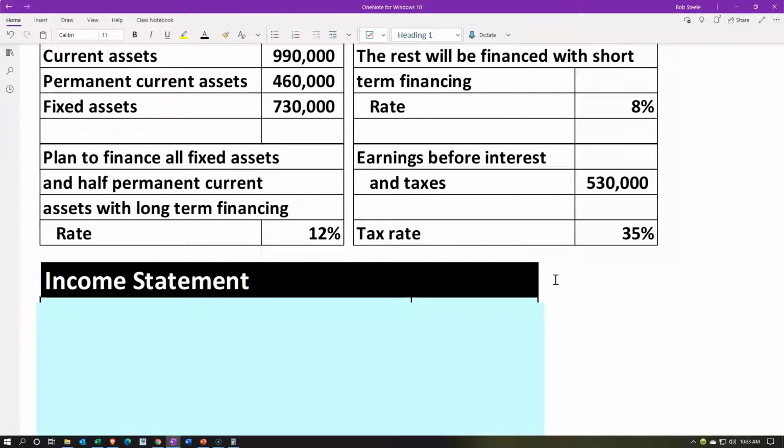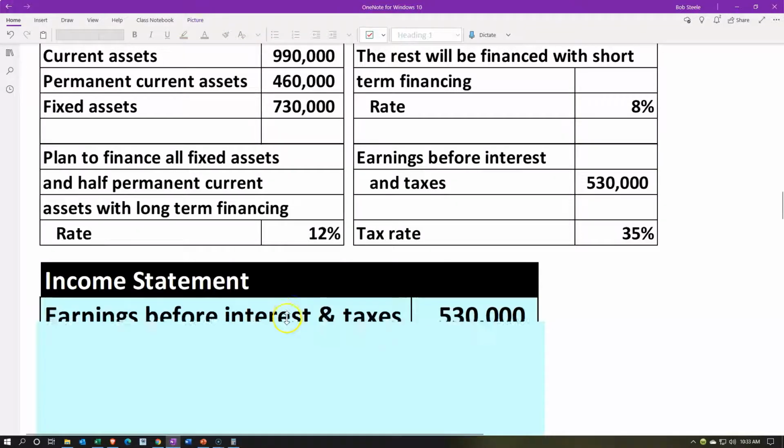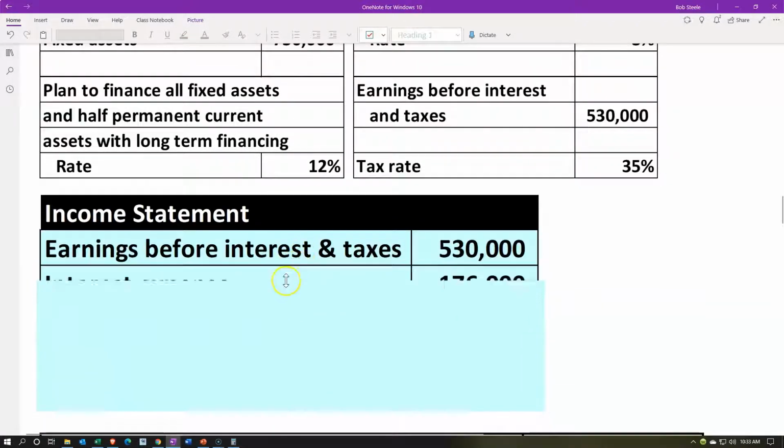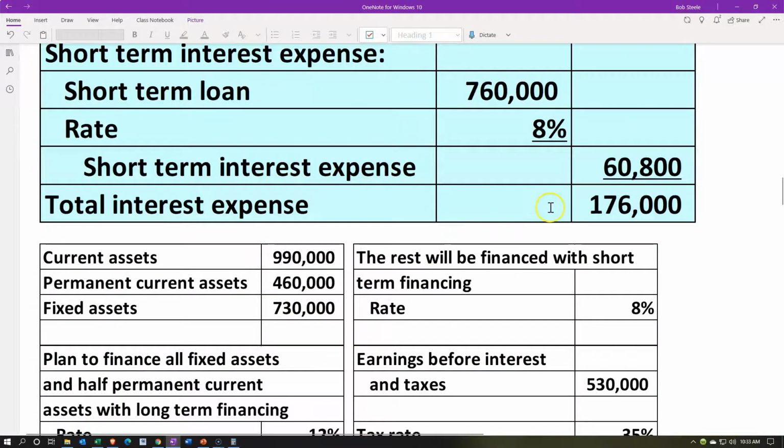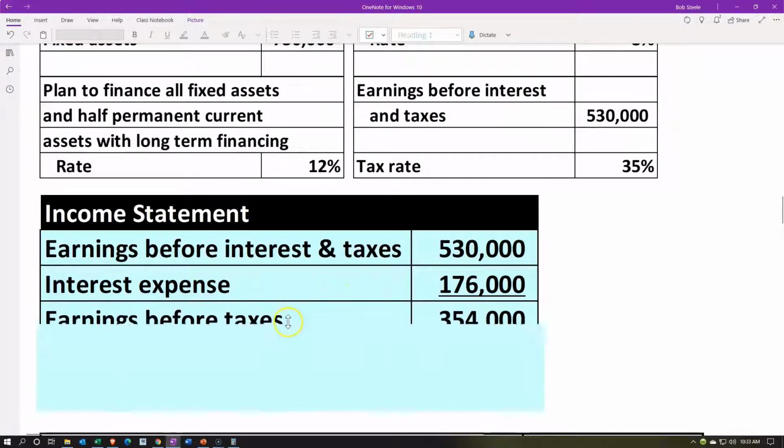If we then take a look at our income statement, we're going to start with the earnings before interest and taxes, basically net income before considering interest expense and income tax expense. That's going to be our starting point. Earnings before interest and taxes, 530,000. Then we have the interest at the 176,000. There's the 176,000 up top. We will subtract that out. That's going to give us the earnings before taxes, the 354,000.